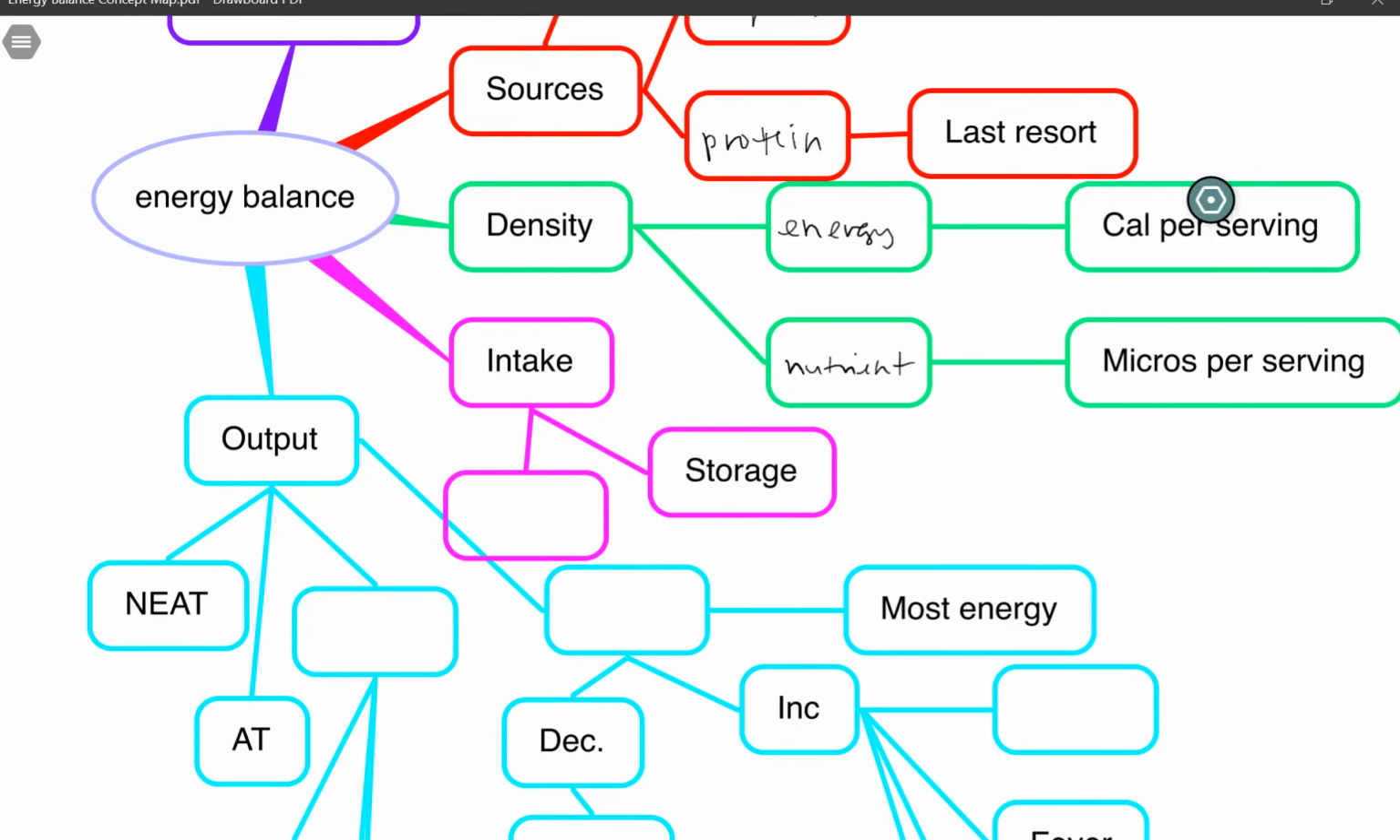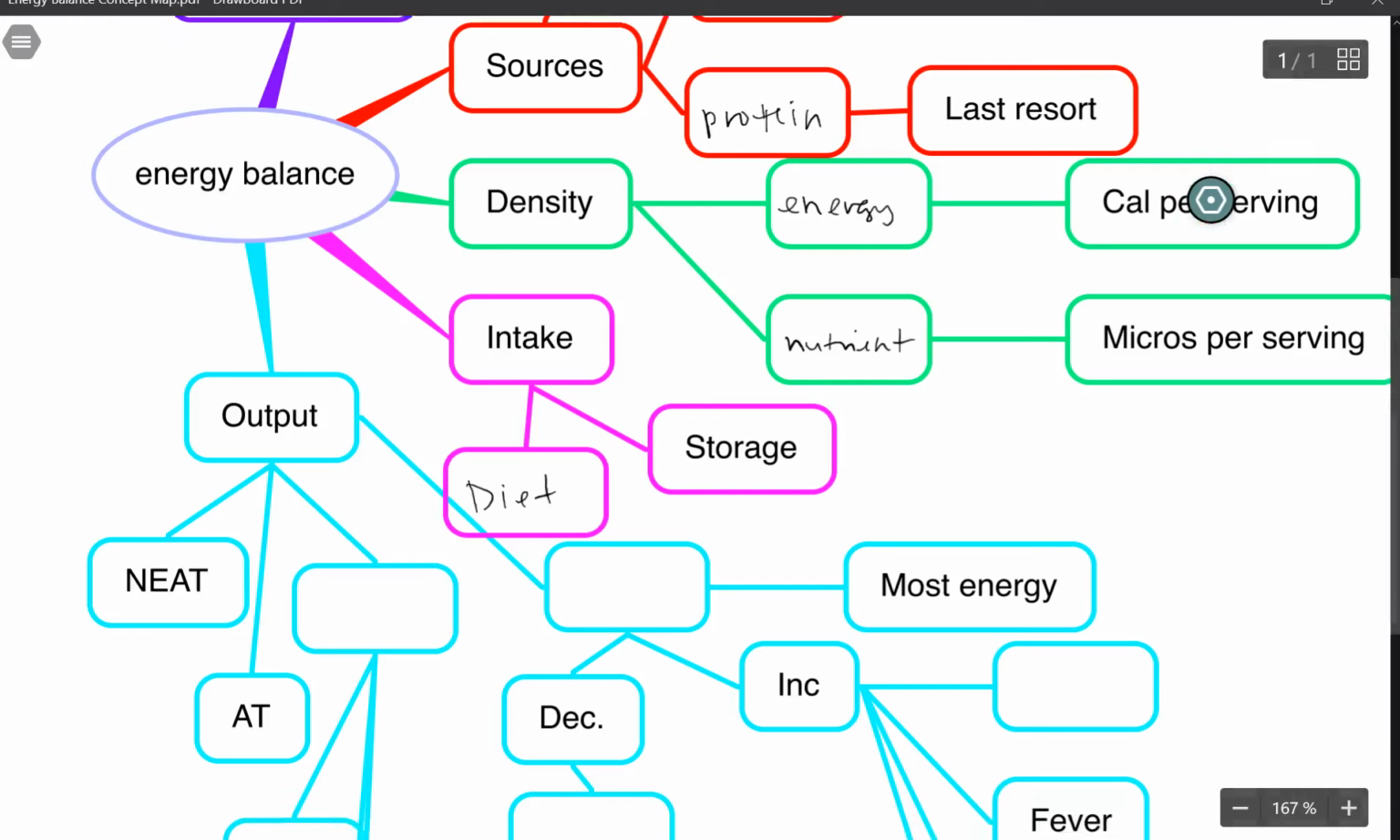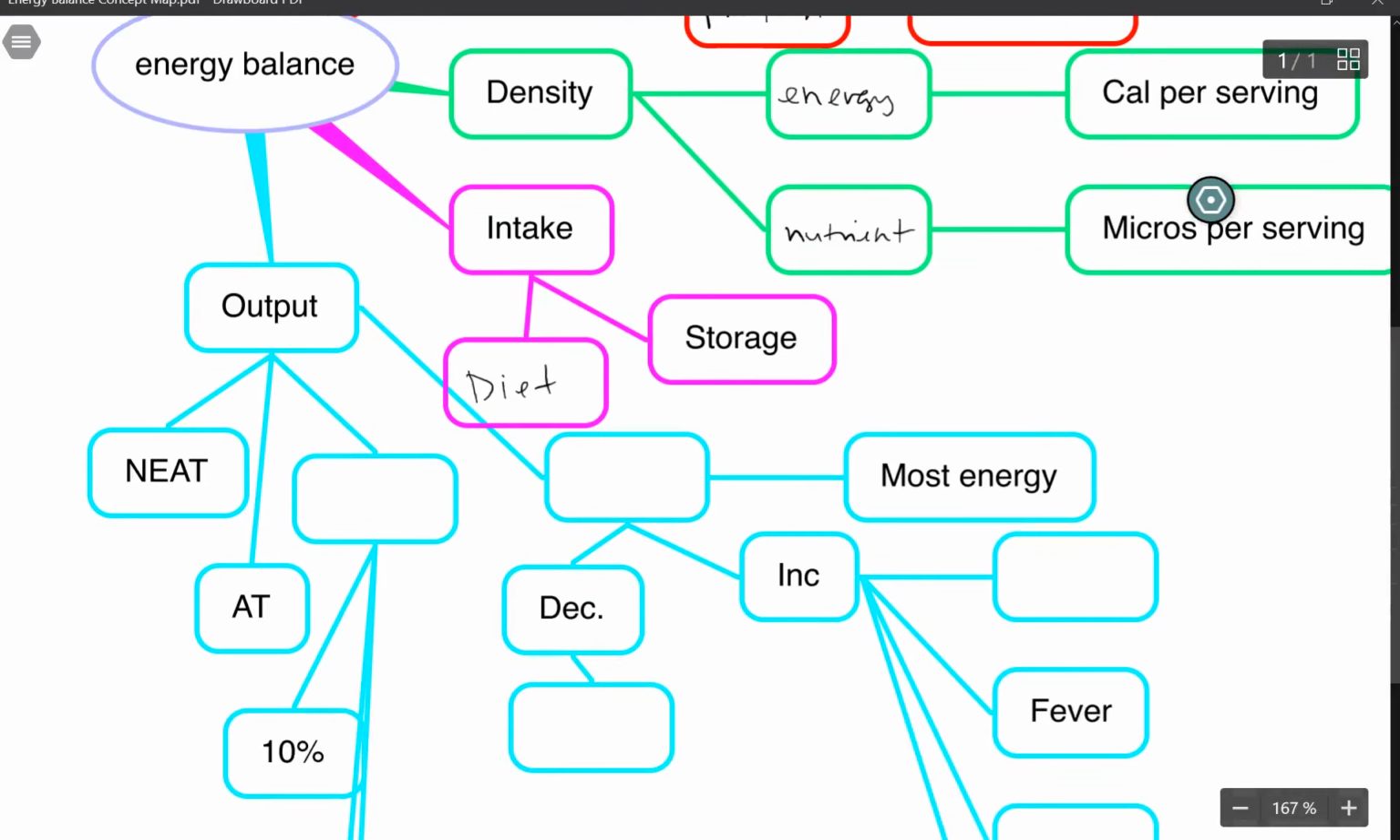When we're looking at energy balance, intake is going to be anything that we take in through the diet, so anything by mouth, diet, supplements, beverages, whatever it might be, and then we can store some of that as well. And then energy output is things like our activity thermogenesis, so that's actual planned activity. We have our NEAT, non-exercise activity thermogenesis, so that would be like activities of daily living, like brushing your teeth and taking a shower and going to the bathroom and stuff like that.